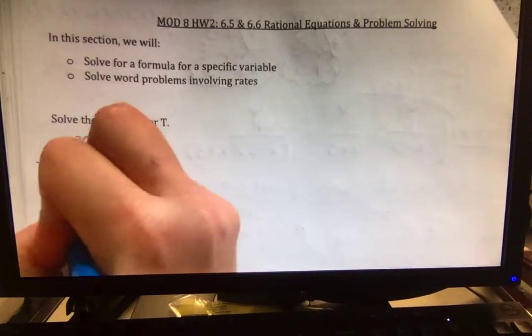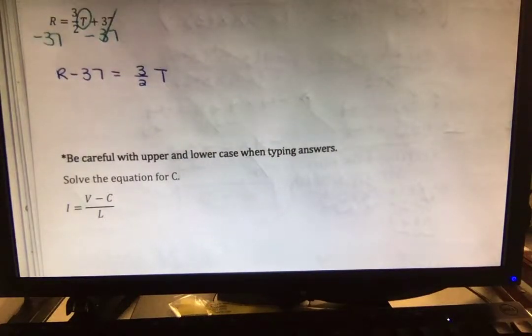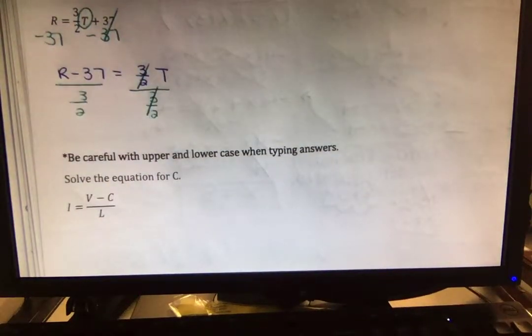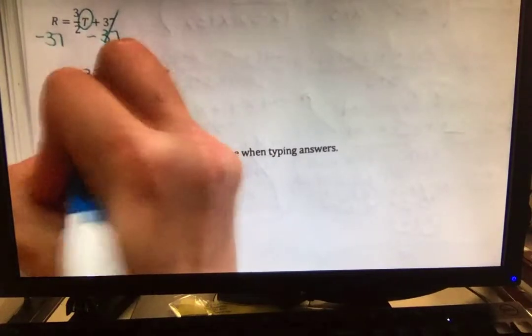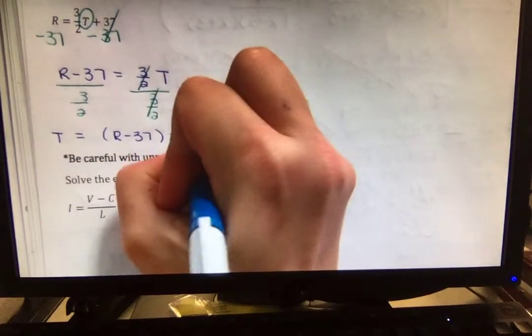So we have r minus 37 equals 3 over 2t. Now what? Divide by 3 halves. Divide by 3 over 2, so that way those cancel. We're left over rewriting this just like the complex fractions that we did earlier. T equals r minus 37 divided by 3 over 2.